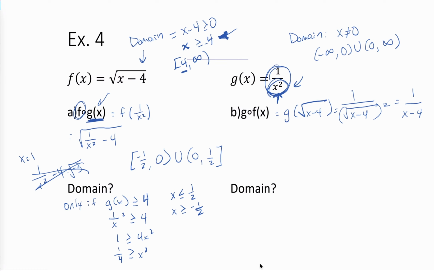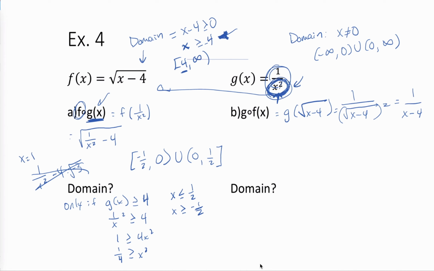Anything that is greater than 1/2 or less than -1/2 is going to be a problem, because then when you put it in for x, you get the square root of a negative. And 0 is a problem because we can't put that into g.